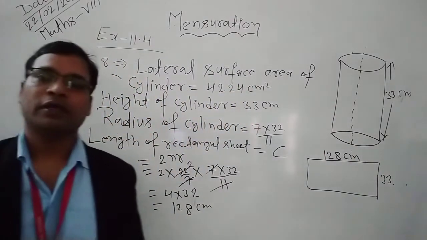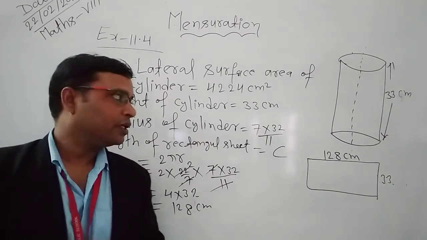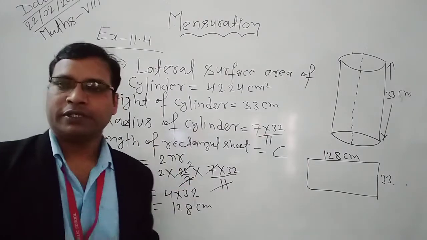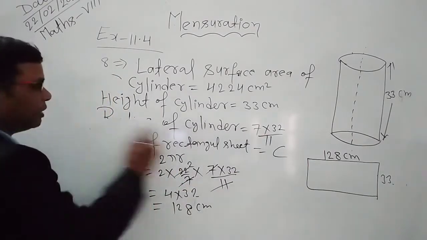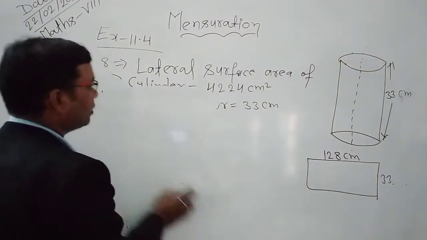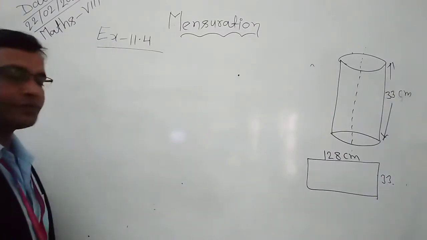This is clear? So what we need to find is the perimeter of this rectangular sheet. Okay, so the perimeter of rectangular sheet is equal to, how do we find the perimeter of a rectangular sheet? Let's see.